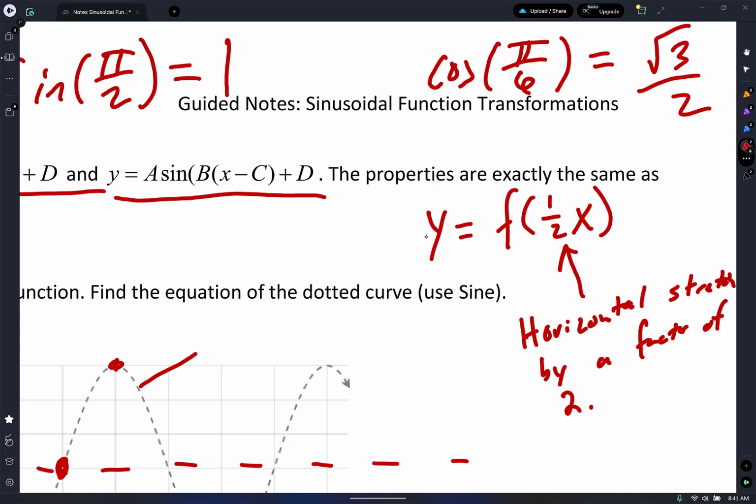And I know what you're thinking, like, okay, how do I know that that's a stretch or compress? Well, imagine that the x-axis is something you could pull. If I could pull on the x-axis, like you did in Algebra 2, you're like, oh yeah, horizontal stretch by a factor of 2. I just wanted to connect that to your algebra days, guys. Hopefully that made sense.